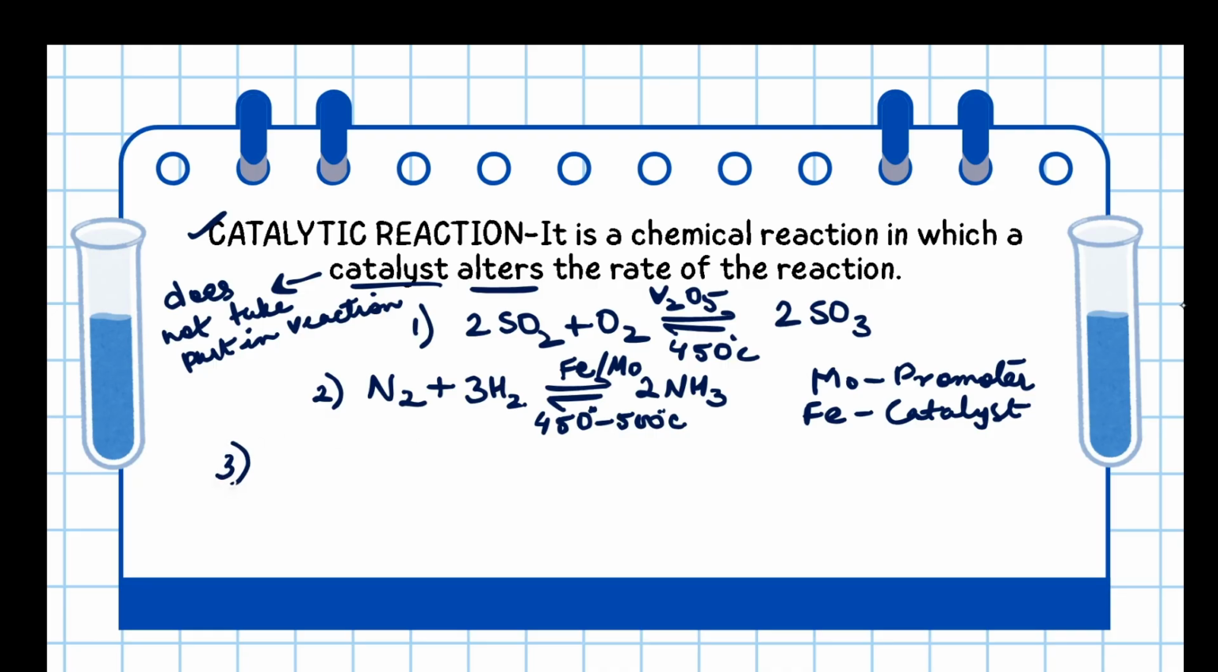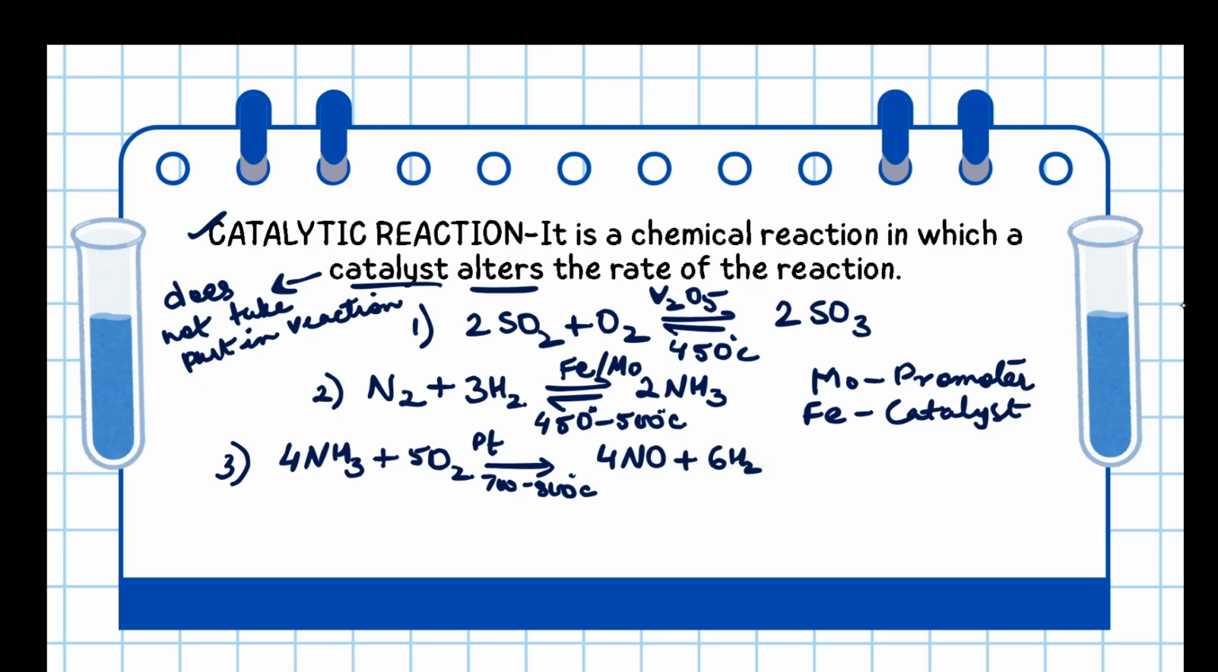The third reaction which we will see over here is the reaction of ammonia with oxygen. Ammonia, when it reacts with oxygen in the presence of the catalyst platinum. Now the catalysts are very important here because we are talking about the catalytic reaction, so you should know all the catalysts which are being used. We get nitric oxide and water.